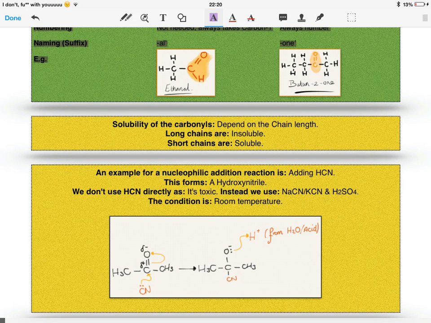So moving on, what do we need to know about the solubility of the carbonyls? Well, this depends on the chain lengths. So long chains are insoluble and short chains are soluble, and when we're referring to solubility, this basically means a molecule's ability to dissolve in solution, but in A2 terms it's to form hydrogen bonds with water molecules. And the reason that long chains are insoluble is because the chain gets in the way of the hydrogen bonds, but that's going a bit further than what you really need to know.